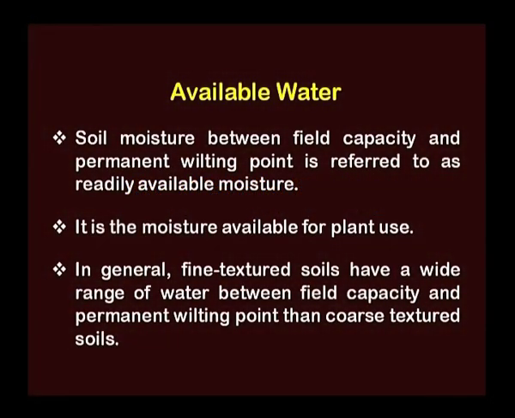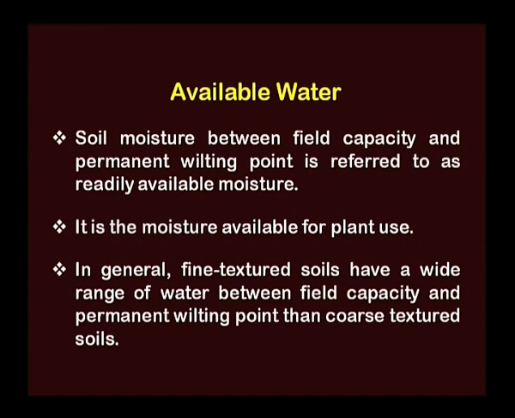Available water is very important from the point of view of plant growth. Soil moisture between field capacity and permanent wilting point is referred to as readily available moisture. It is the moisture available for plant use.